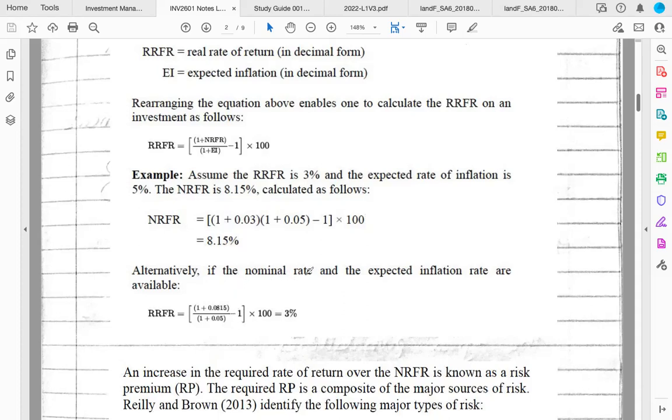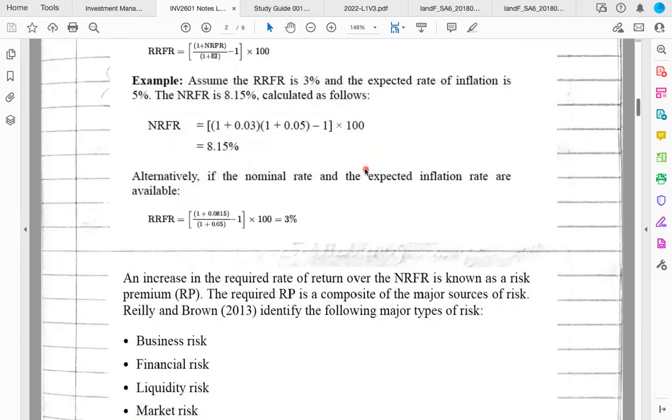Alternatively, we can also get the real rate of return from the nominal rate of return and the expected inflation rate. We can do that by saying 1 plus the nominal risk-free rate of return over 1 plus the inflation, minus 1, times 100. So you can just practice these calculations with your calculator, put the recording on pause if you want to, and try to enter these numbers into your calculator and see if you can get the answers. It's good practice so that you are really familiar with your calculator.